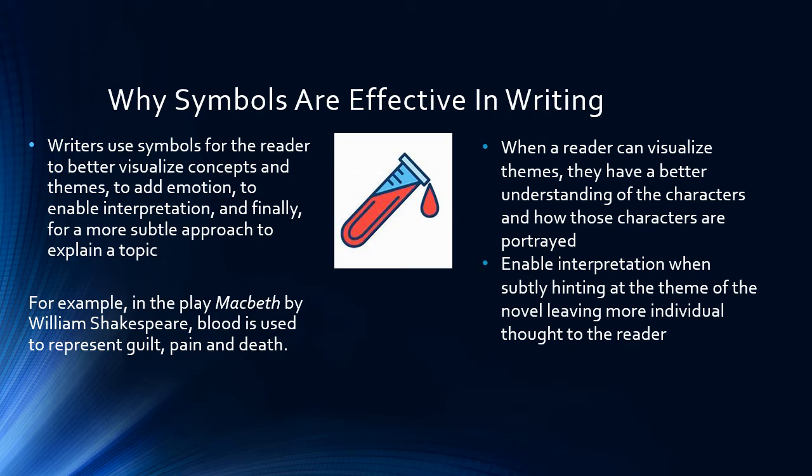For example, in the play Macbeth by William Shakespeare, blood is used to represent guilt, pain, and death. This helps the reader connect to the emotions that the depiction breeds as the theme that symbols clarify. When a reader can visualize themes, they have a better understanding of the character and how those characters are portrayed. This will produce further interpretation as to what events might take place.